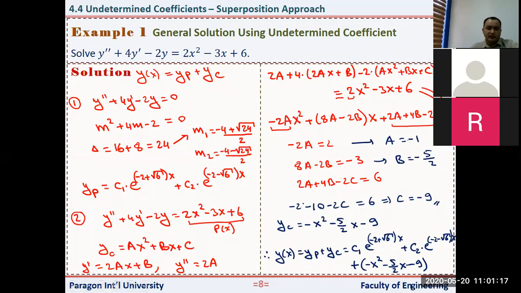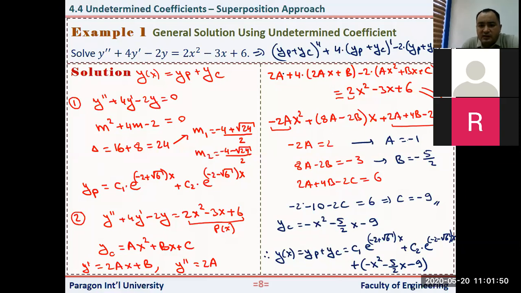Okay. So that means that if I substitute here, right? See here, if I just substitute here, what do we have? Here we have y particular plus y complementary double prime plus 4 times y particular plus y complementary prime minus 2 times y particular plus y complementary equals, that is our polynomial function.